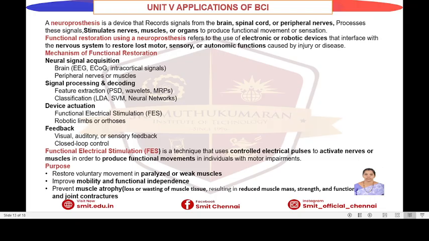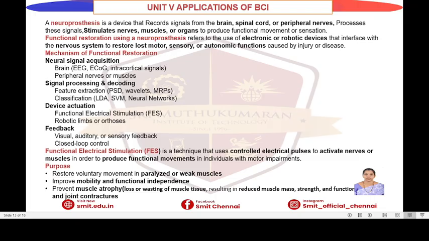So from that we acquire the signals. Next one is signal processing and also decoding. Here first we do the signal pre-processing, where we remove some noises, artifacts, and everything, with the help of band pass filter, low pass filter, and also we can do the feature extraction technique with the help of PSD, wavelet, and also classification with LDA, SVM, and also neural network. This is the classifier. So from this, the third one is the device actuation.